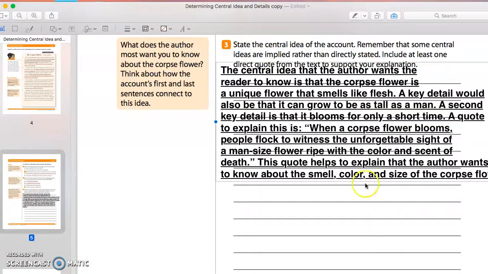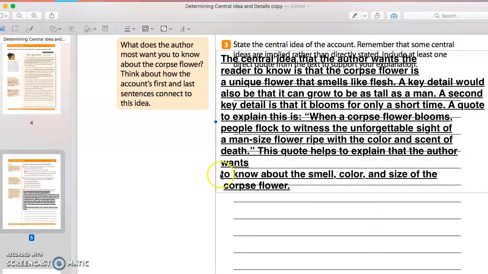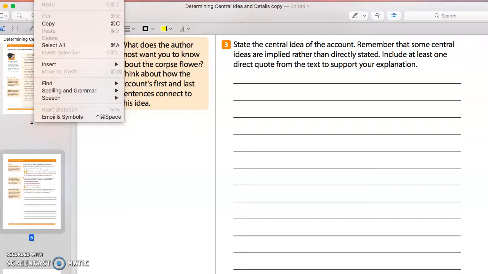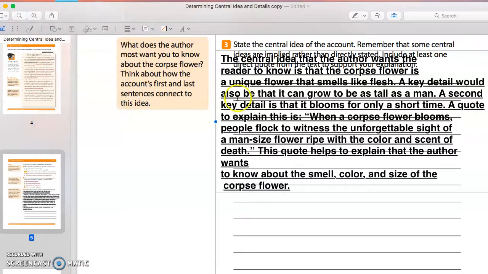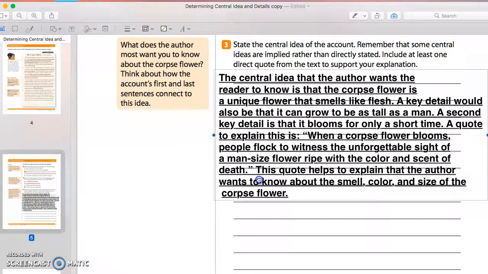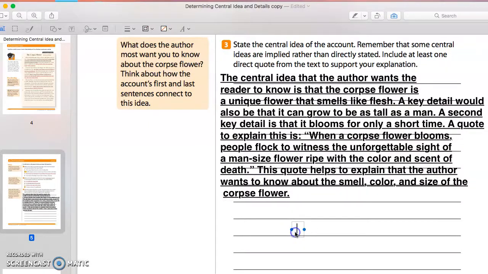Okay? So whenever you see something like state the central idea, any kind of short response, the number of sentences you need to have depends on what grade you're in. That is something that you guys ask me a lot. The number of sentences that you need to have matches with your grade. So for the short response, you should have at least 6 sentences because you're in 6th grade.